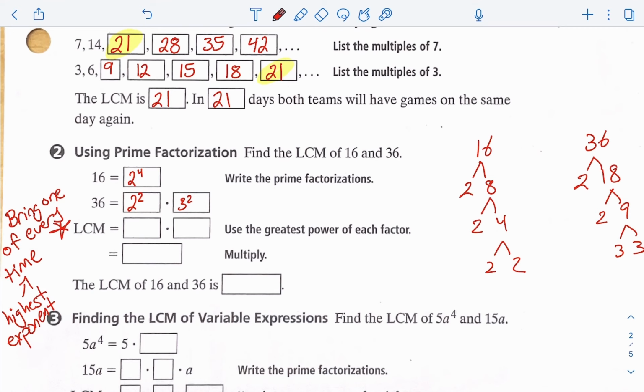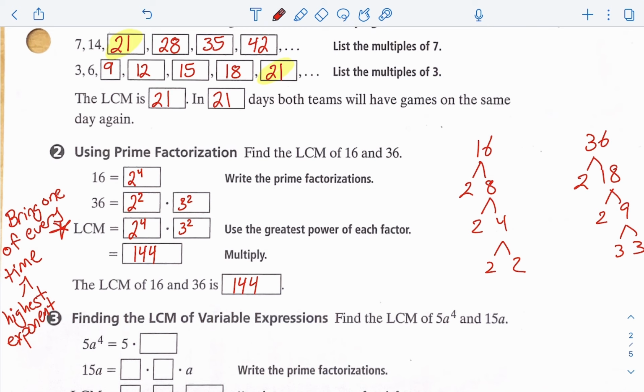And you want to bring the greatest power of each factor. So 2 to the 4th versus 2 to the 2nd, we're going to bring down 2 to the 4th. Okay, and that covers our 2s from the list. But then we also have to bring down 3 to the 2nd because in our list we have 2s and 3s. Okay, then we're going to multiply that out. 2 to the 4th is 2 times 2 times 2 times 2, and then times 3 to the second, 3 times 3, you're going to end up with 144. So the least common multiple of 16 and 36 is 144.